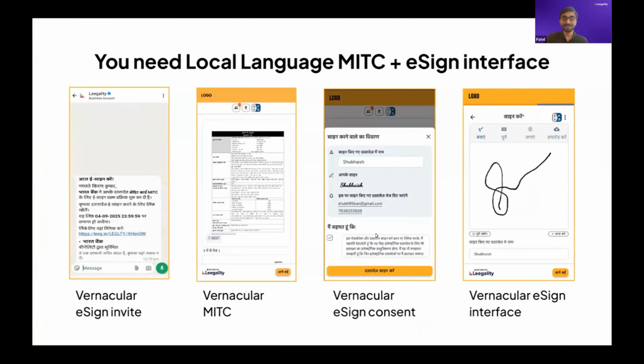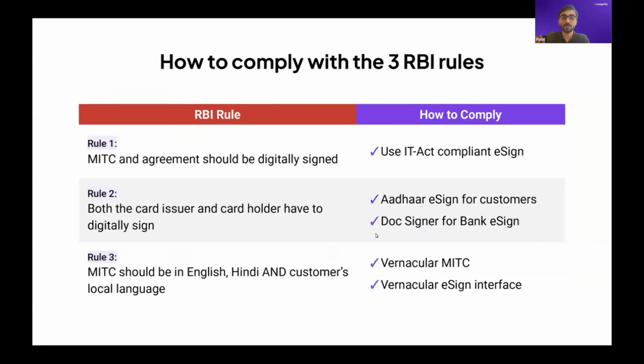So one, vernacular e-sign link; two, a vernacular MITC and agreement; three, vernacular e-sign consent; and of course, vernacular buttons, vernacular instructions, and things like that. The entire interface being in vernacular, right? So that's rule 3 and how to comply, right? So here we are, like the 3 rules for MITC and onboarding agreement that a credit card issuer must follow, right? We've summarized this in an easy to understand checklist sort of framework here. So even if you didn't pay full attention or someone you know didn't attend the webinar, this slide has pretty much everything you need to know about what I just covered.